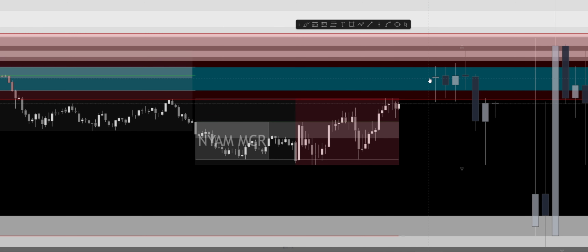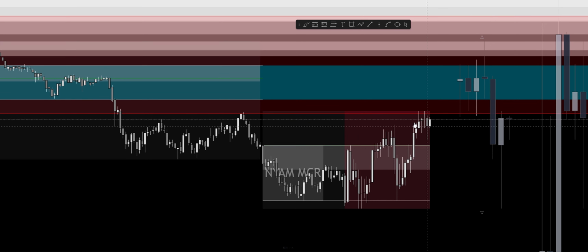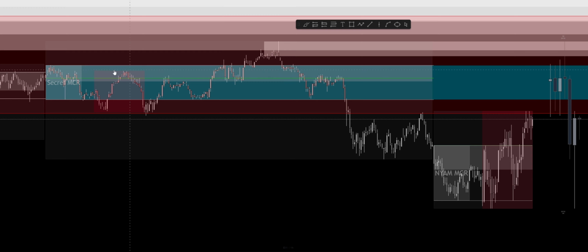What is above us? We have the DCR of the week. That is going to be from 6 o'clock to 11 o'clock on a Monday. So from 6, basically 11. That's going to be the high and the low range for the week, where price is going to draw towards or react off of. And then we also have this 15-minute doji in blue. That is going to be the entire secret MCR. We also have the London MCR in that same consolidation.